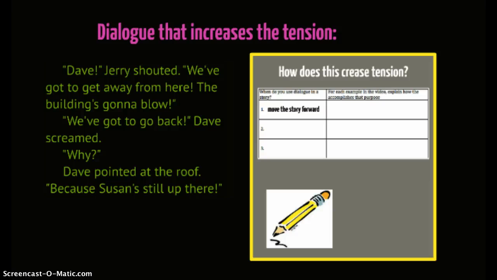Dave! Jerry shouted. We've got to get away from here! The building's gonna blow! We've got to go back. Dave screamed. Why? Dave pointed at the roof. Because Susan's still up there.